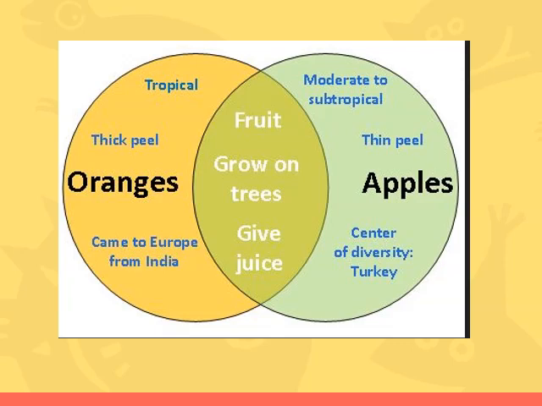So now, since we've discussed the contrast, and you can see where it is in the two circles that the contrasts lie, we're now going to talk about how they are similar. The similarities go in the overlap portion where the circles overlap. Oranges and apples are both fruits. They both can grow on trees, and they both give juice. So if you squeeze an orange and you squeeze an apple, juice comes out of an apple. If you squeeze an orange, juice comes out of an orange. This is the Venn diagram that you're going to be using for your choices.